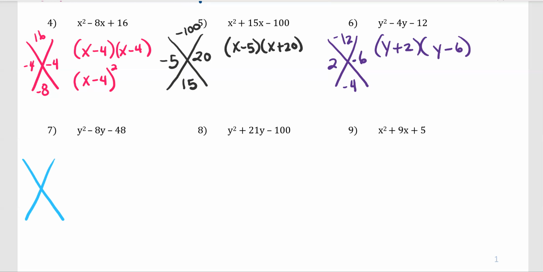Number 7, factors of negative 48 that add to negative 8. Four and negative 12. 4 times negative 12 is negative 48, and 4 minus 12 is negative 8. So the factors are y plus 4 and y minus 12.